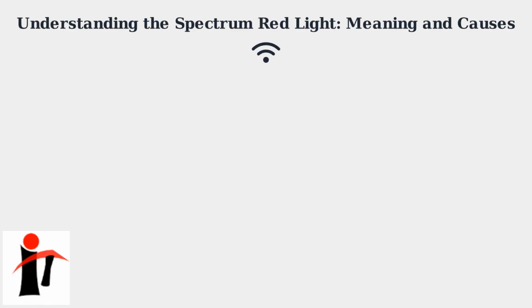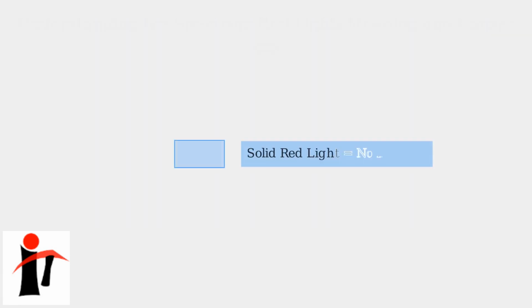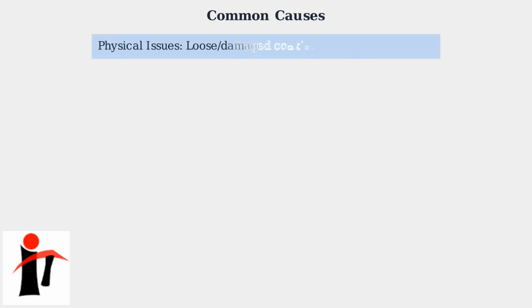Understanding the Spectrum red light, meaning and causes. A solid red light on your Spectrum modem indicates a no internet status, meaning your device can't connect to the Spectrum network. This is a diagnostic signal from the modem's firmware. Several factors can cause this.